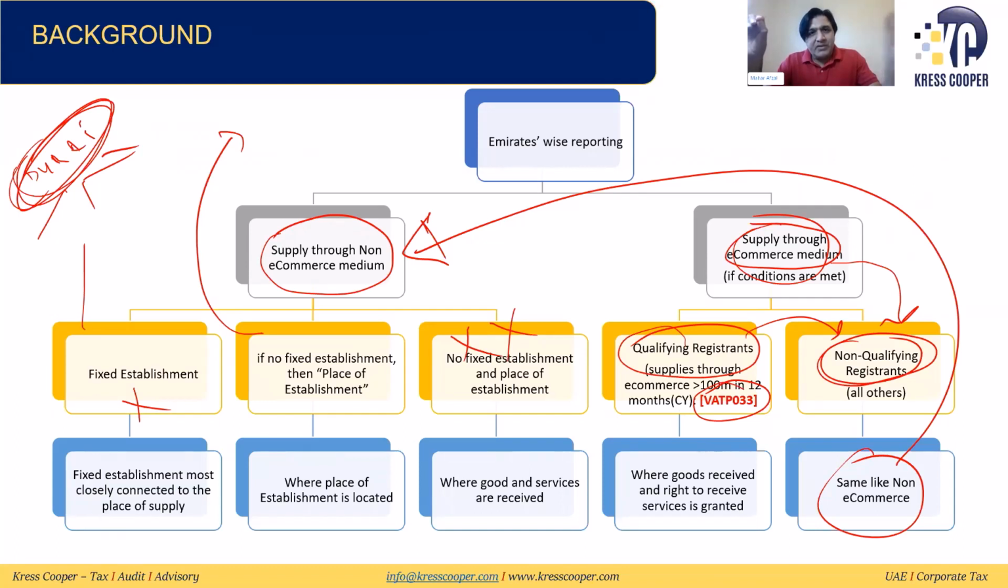If there is no fixed establishment, we need to consider the place of establishment. Where the place of establishment is located, we need to report the supplies in the respective emirate. Where there is no fixed establishment and no place of establishment, we need to report where these goods and services are being received.